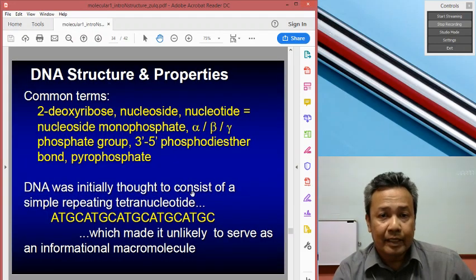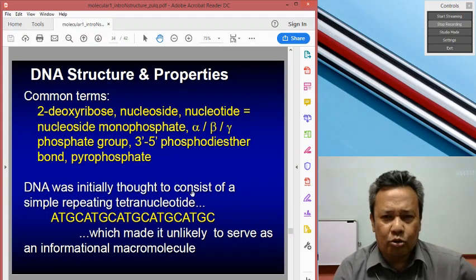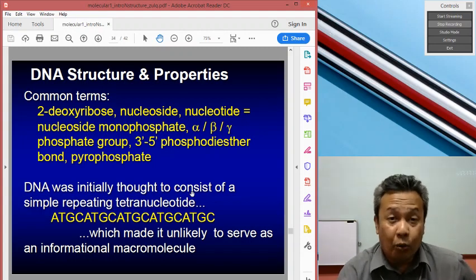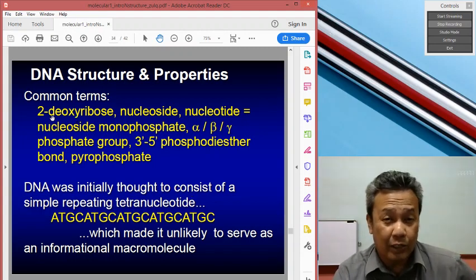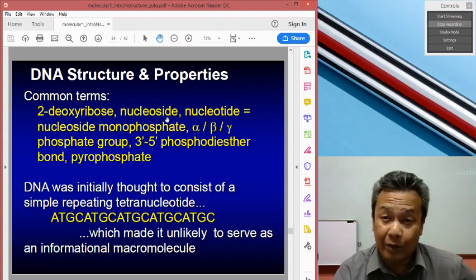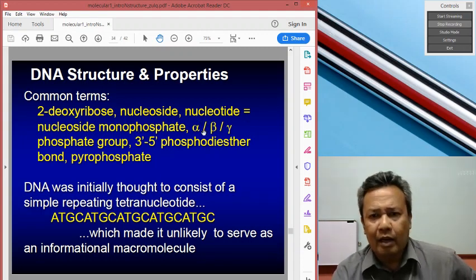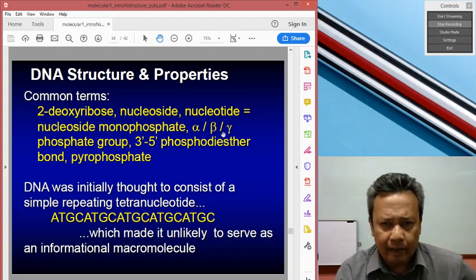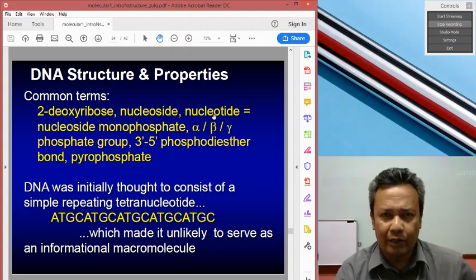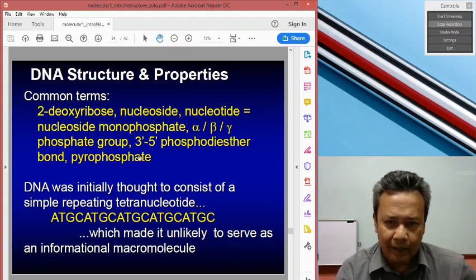So 34 angstrom is the same as 3.4 nanometers. Some of the terms that you need to know by now: you should be able to say what is a 2-deoxyribose, what is a nucleoside, what is a nucleotide, and that a nucleotide is the same as a nucleotide monophosphate. What is alpha, beta, and gamma? Maybe I'll let you find that out, or if you can't, you probably want to ask me in class. I will not explain what alpha, beta, and gamma are.